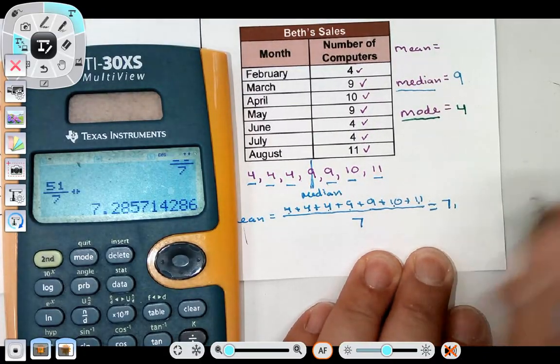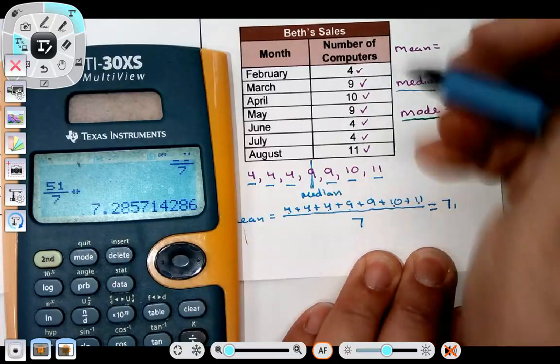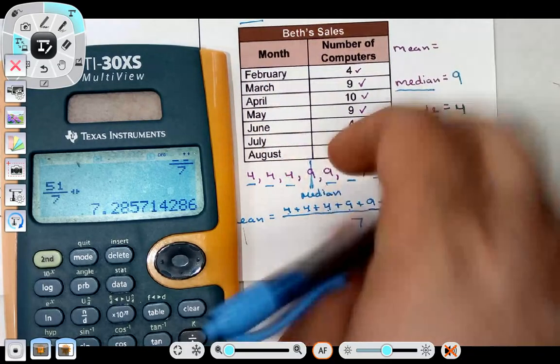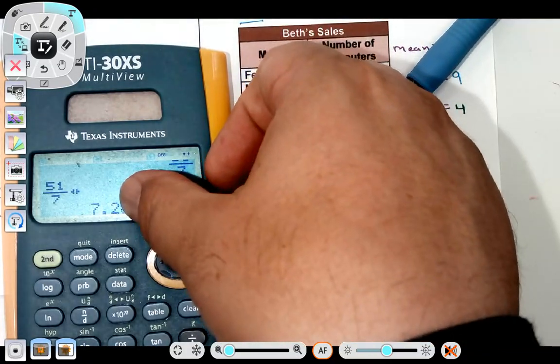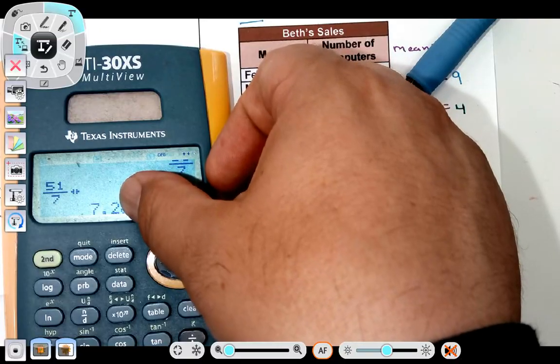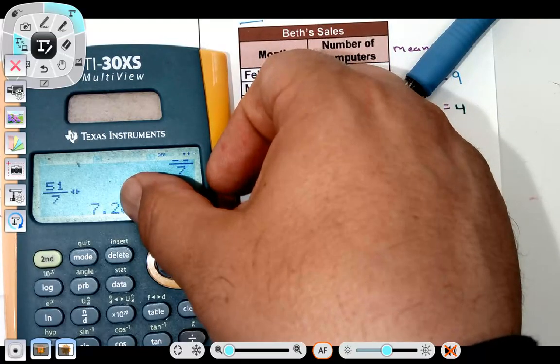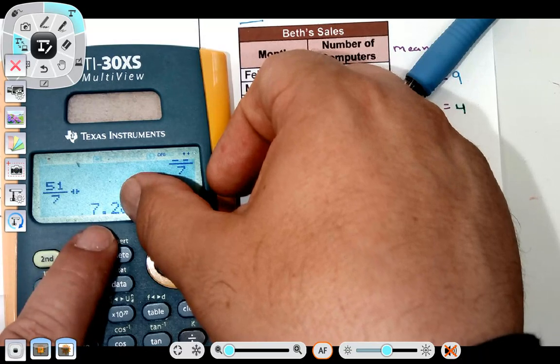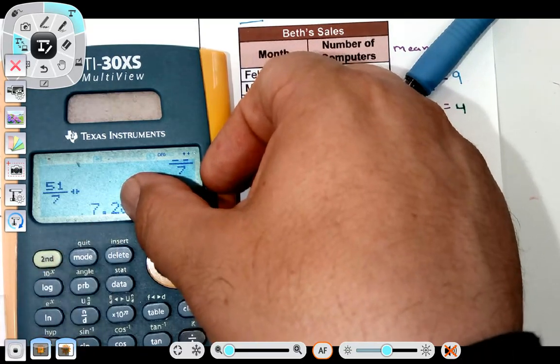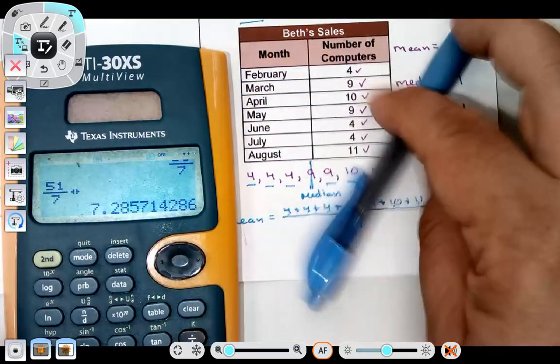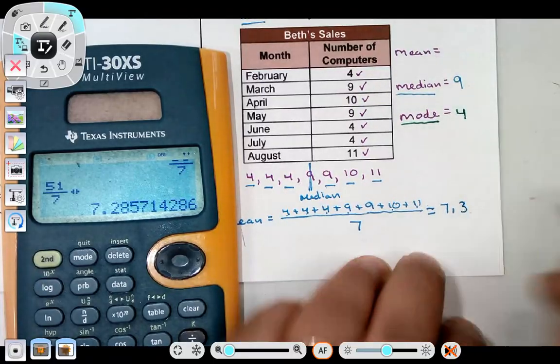7 point, I know it says 28. They said to the nearest tenth. So they're saying you need to cut it off at either 7.2 or what's next after a 2? Well, 3. So it's either 7.2 or 7.3. Well, let's look next door. There's an 8. So that means I'm closer to the 3. So we round it up.